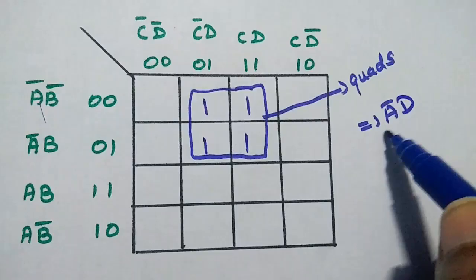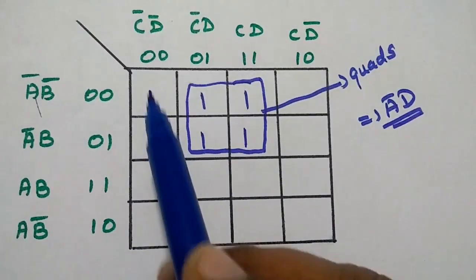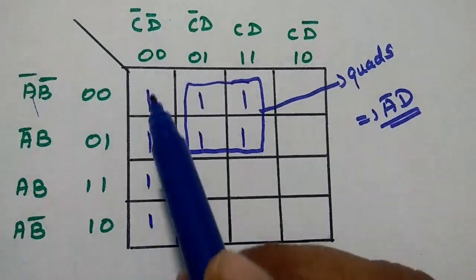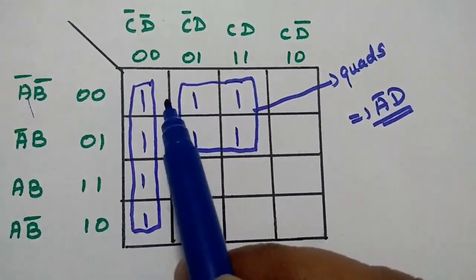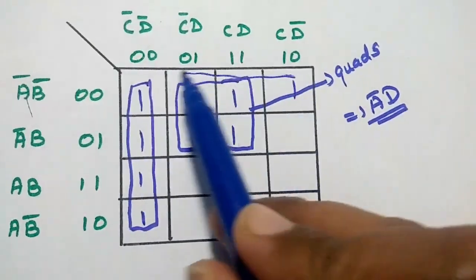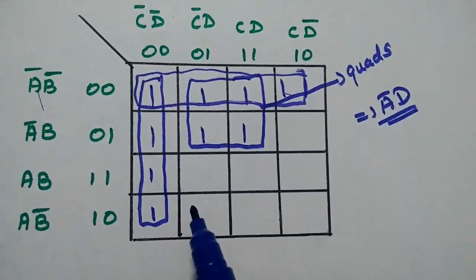So we can take D alone. This is the answer for this grouping. Okay, and likewise we can group the ones as squares in vertical order or in horizontal order. Okay, this can also be allowed.